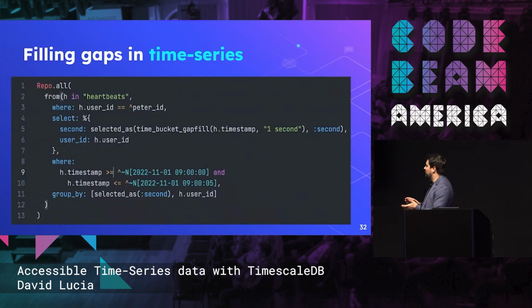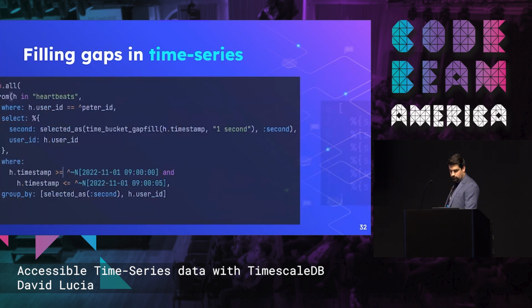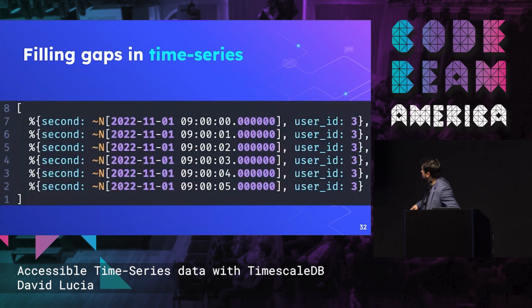OK, so let's look at an example of using this gap filling measure. So we're going to query from the heartbeats again, but now we're going to call time bucket gap fill with 1 second instead of the regular time bucket. So this is doing exactly what we saw before, but we're also going to put in that where clause. We're going to say from 9 o'clock in the morning on November 1st to 9 o'clock and 5 seconds, we want to get all of the data in between there. And as you can see, it's giving us all of the data back. We've got all these users, and these timestamps are filled in.